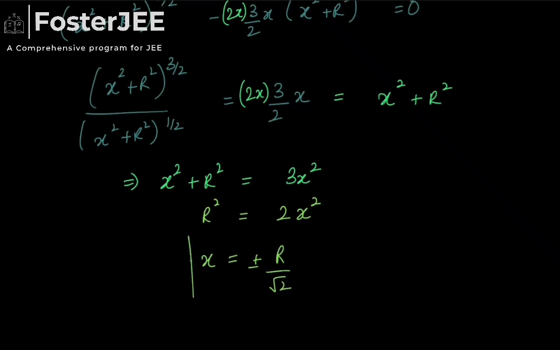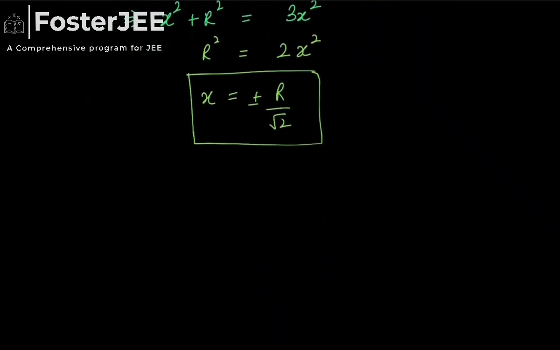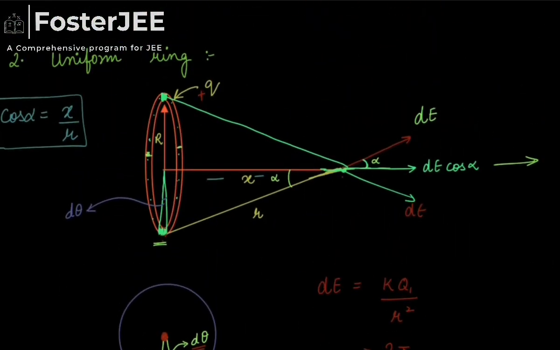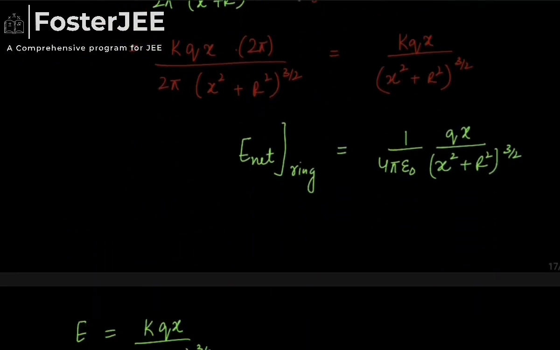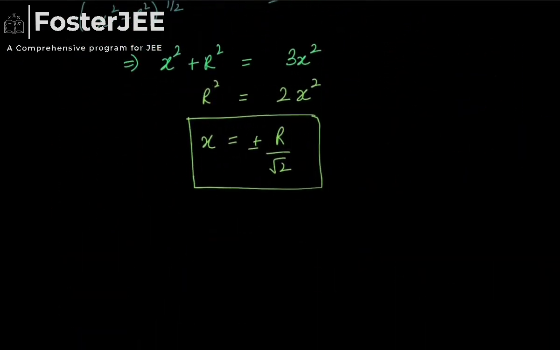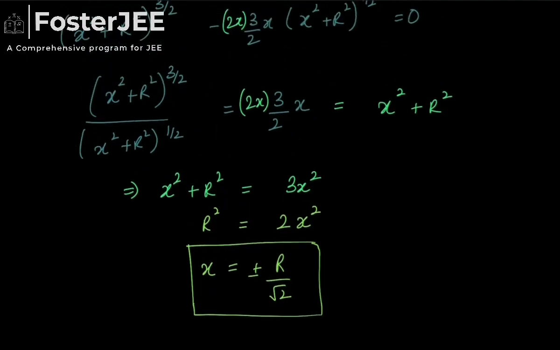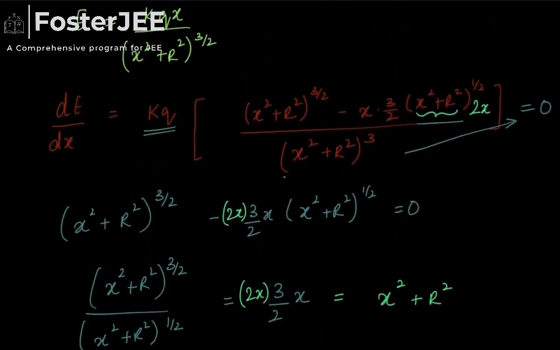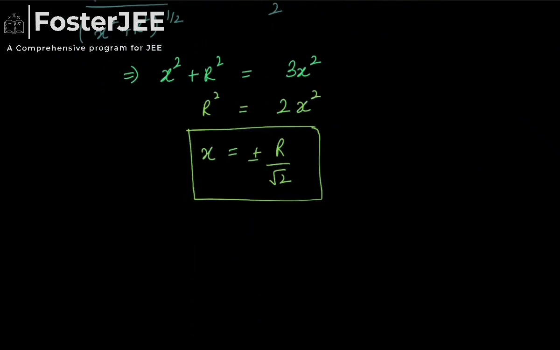So can we say if x becomes r upon root 2, the electric field will be maximum. That is, from this ring, if x becomes r upon root 2, at that point electric field will be maximum. And what is the value of the maximum electric field? For that we have to substitute the value of x in this expression and calculate.